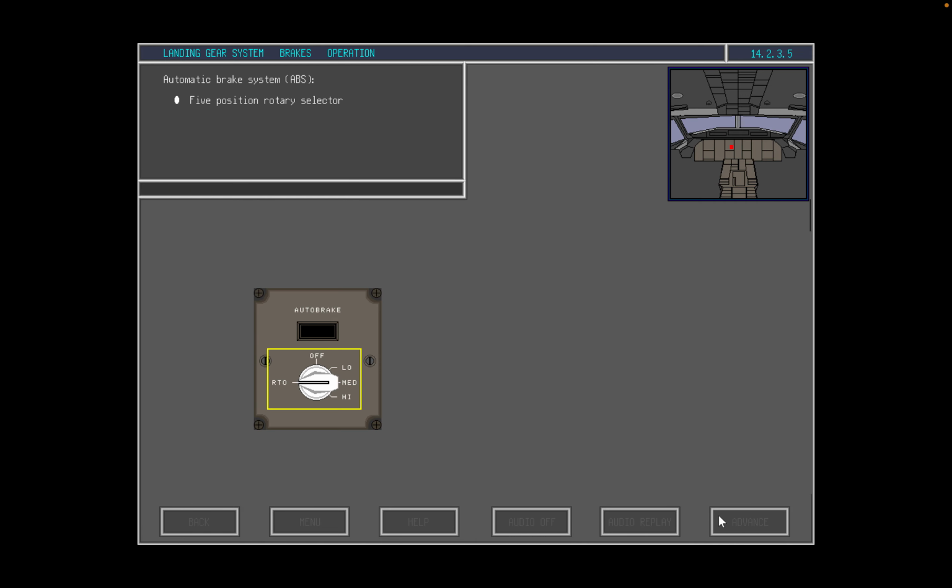Control of the ABS is by means of a 5-position rotary selector on the center instrument panel. Selecting the desired position arms the system. Please note the ABS will not arm if faults are detected in the ABS system, the anti-skid system, or the number 2 hydraulic pressure system. The RTO, or rejected takeoff mode, can only be selected on the ground.